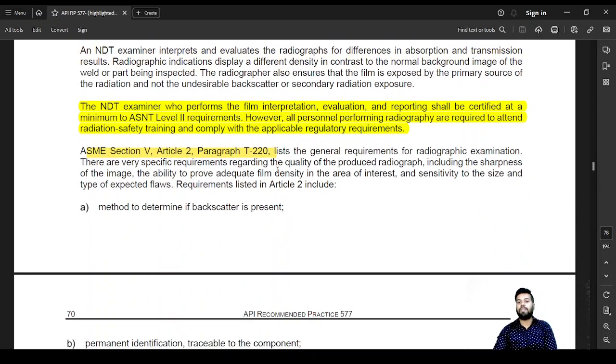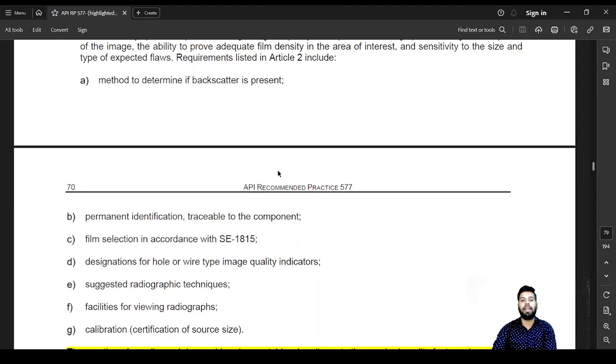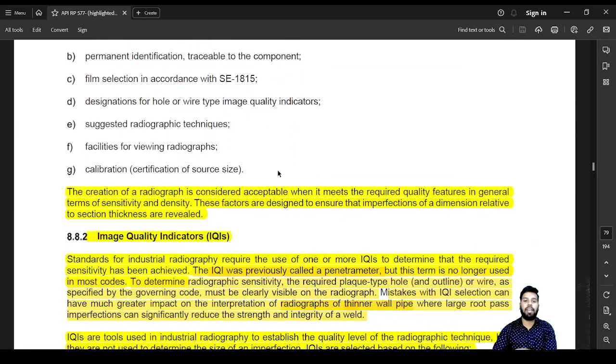An NDT examiner who performs film interpretation, evaluation and reporting shall be certified to a minimum of ASNT Level 2 requirements. However, all personnel performing radiography are required to attend radiation safety training and comply with applicable regulatory requirements. ASME Section 5, Article 2 provides the general requirements for radiography. These requirements include a method to determine if backscatter is present, permanent identification traceable to the component, film selection in accordance with SE-1815, designation for hole and wire type quality indicators, suggested radiographic techniques, facility to view radiographs, and calibration of radiographs.